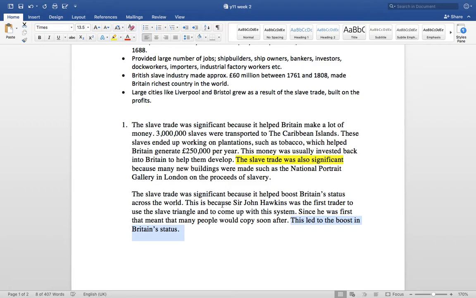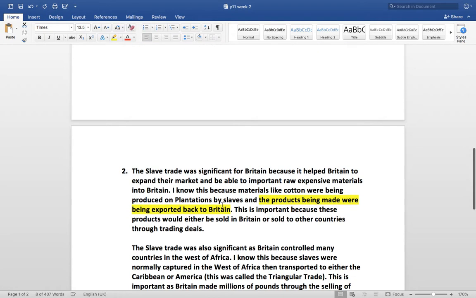So, a good answer, but it's unable to get into the top half of those marks. So this would be capped at 4 because you haven't actually explained and linked back to the question enough. Let's have a look at the last one.